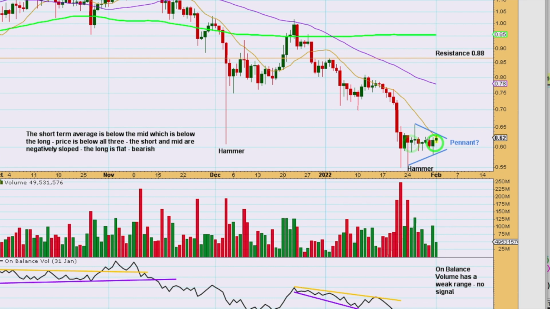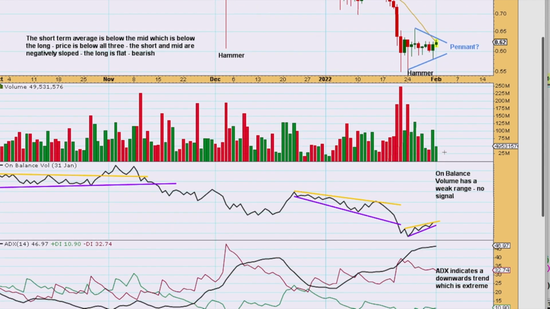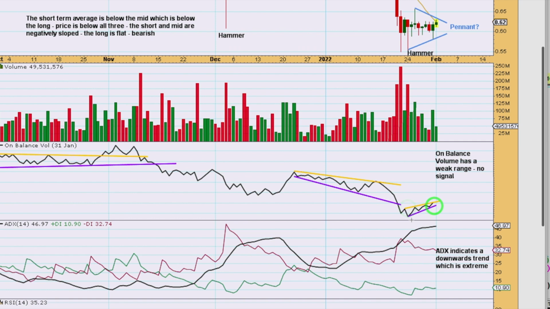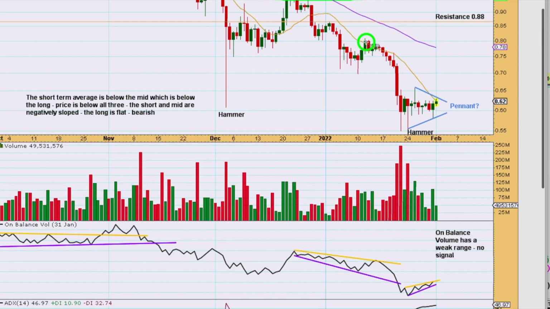This looks like a pennant pattern. This looks like a continuation pattern. And so we can use the flagpole from this high to this low of the pennant, calculate that distance from a potential breakout point, and have a possible target for more downward movement. I'd expect this one to move lower. On balance volume has a weak range. Actually, let's just real quick do that.